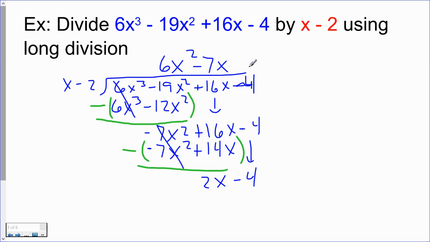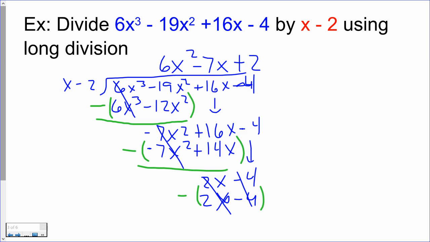One more time. What times x would be 2x? Well, that would just be a 2. So 2 times x, that would be a 2x. But then you also have to do 2 times a negative 2. That'll give you a negative 4. And then we'll just do that one more time. So minus and then this. So 2x minus 2x cancels. Negative 4 minus that cancels. That means my remainder is 0.